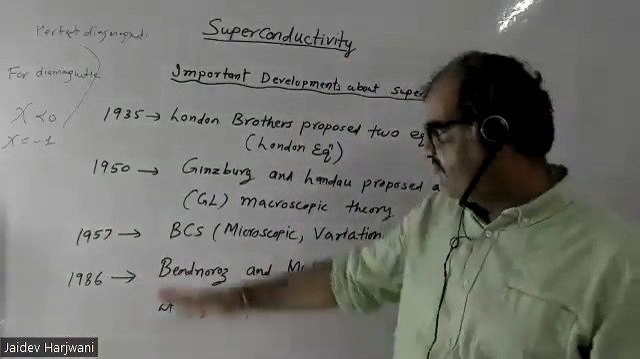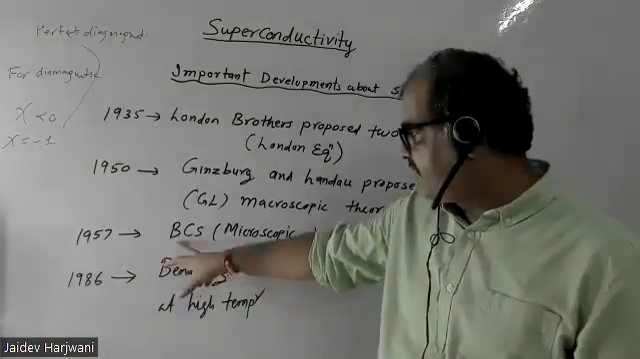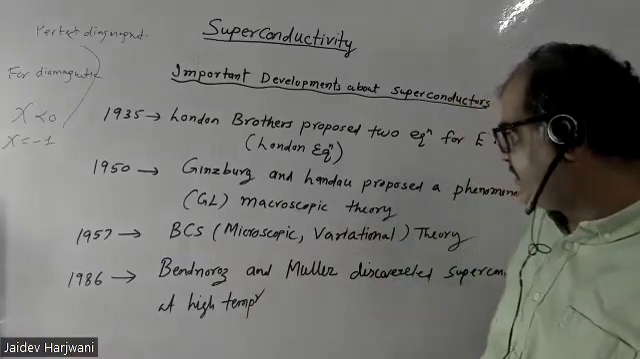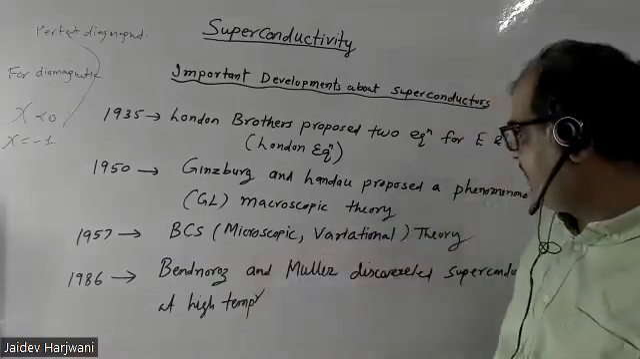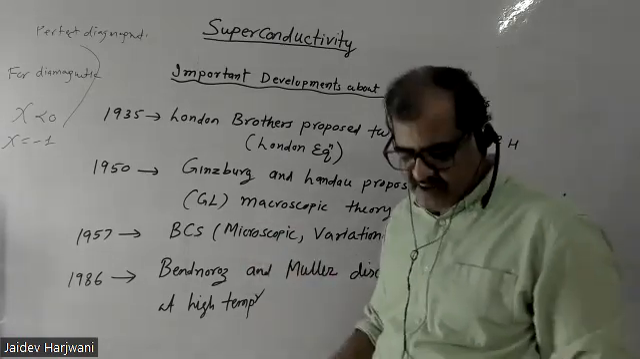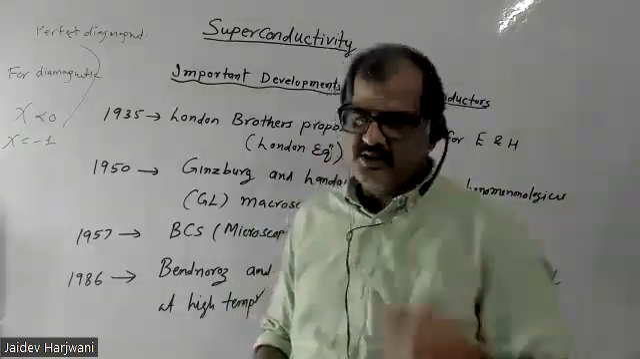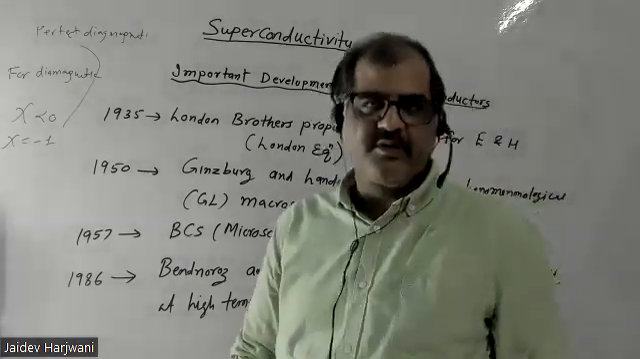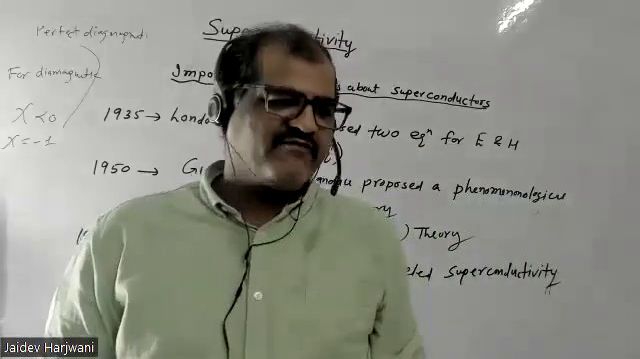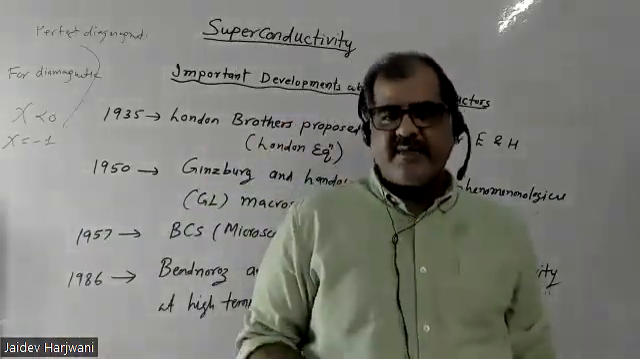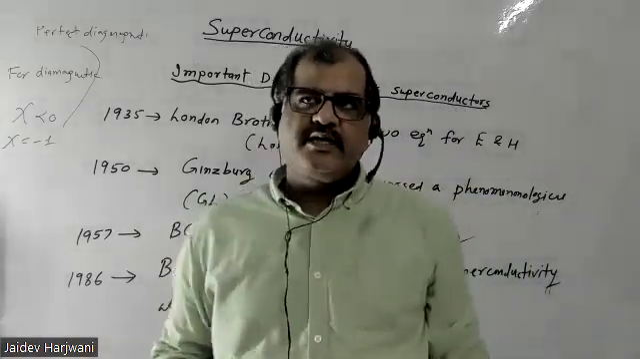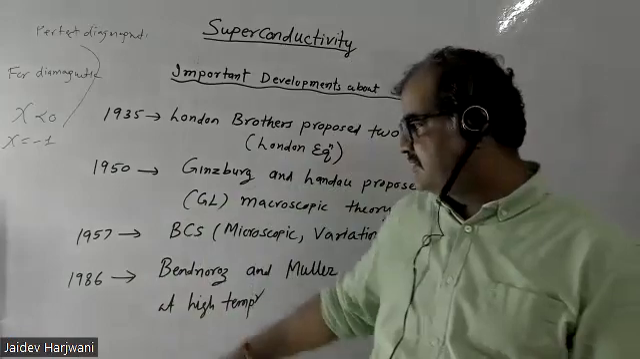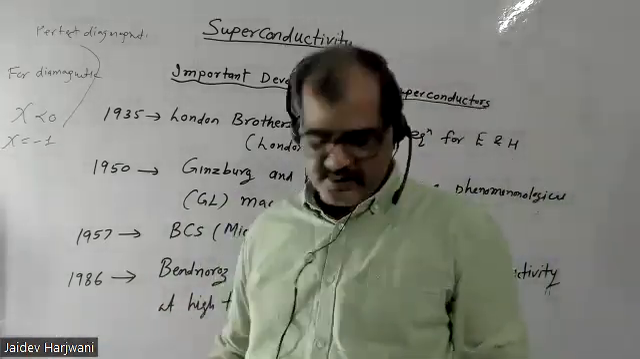In 1957 came the famous theory given by Bardeen, Cooper and Schrieffer. This is the microscopic theory, which explained many properties of superconductors, including zero resistivity and the Meissner effect, and it is able to estimate the band gap inside the superconductor. In 1986, high temperature superconductors were discovered, because low temperature type 1 superconductors, which have a very low critical magnetic field, are not technologically useful. Continuous efforts were made to make technically useful superconductors, and they succeeded in 1986. We will discuss those things.